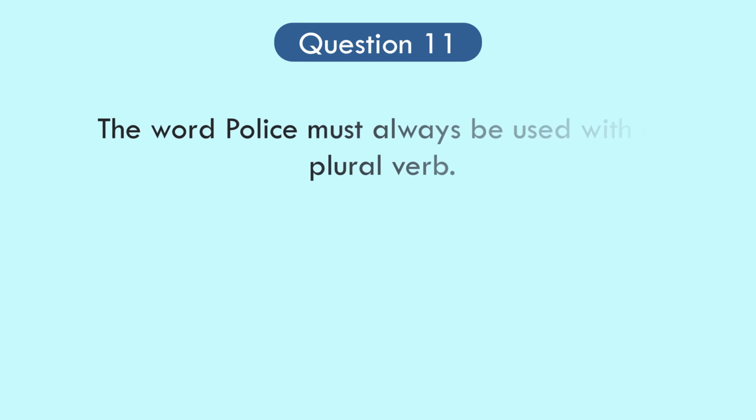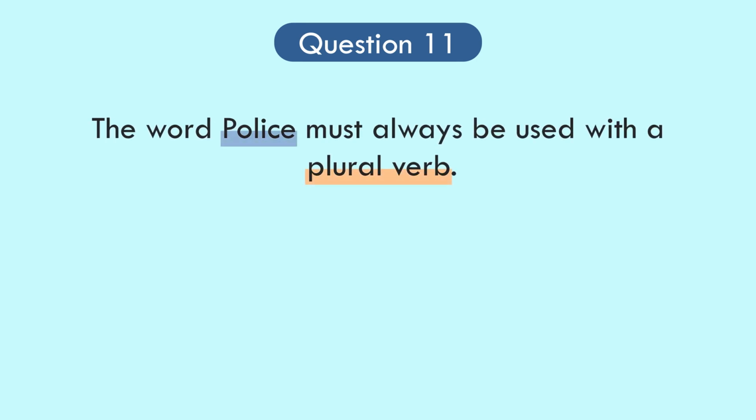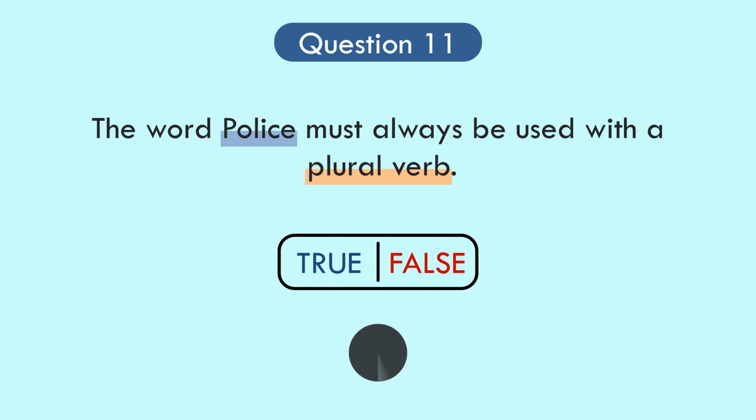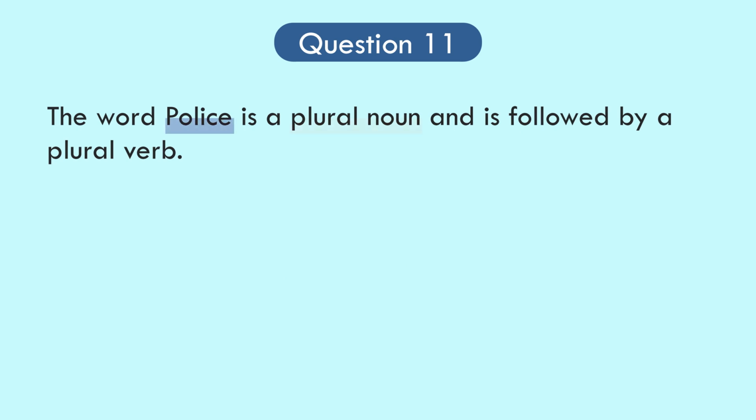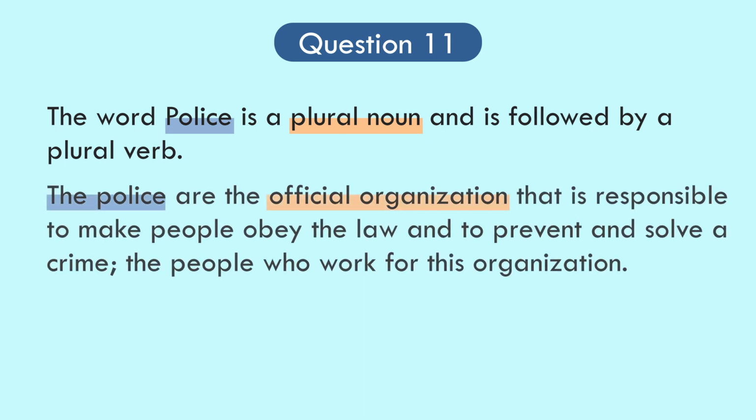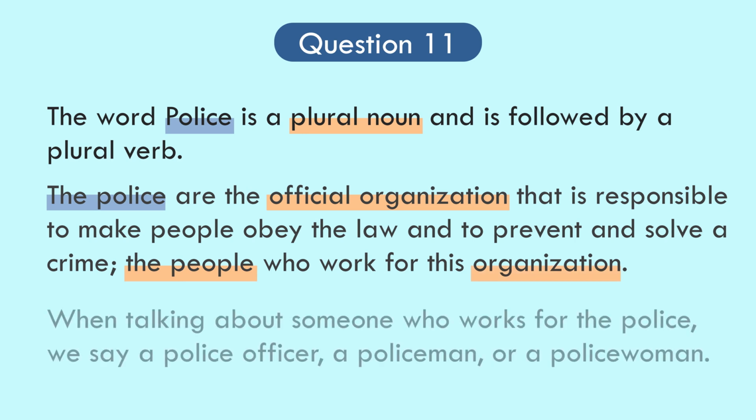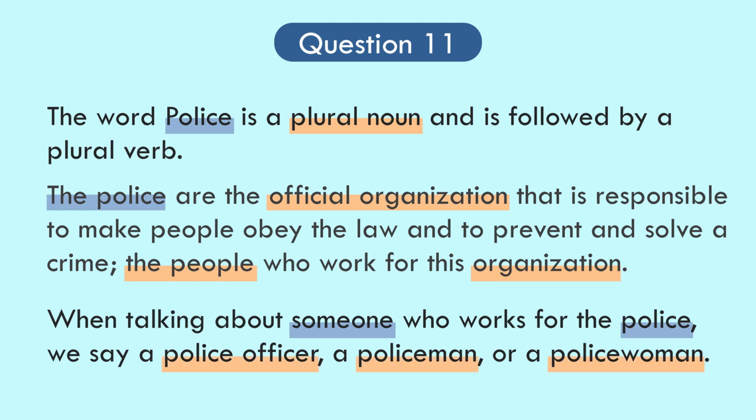Question 11. The word police must always be used with a plural verb. True or false? True. The word police is a plural noun and is followed by a plural verb. The police are the official organization that is responsible to make people obey the law and to prevent and solve a crime, or the people who work for this organization. When talking about someone who works for the police, we say a police officer, a policeman, or a policewoman.